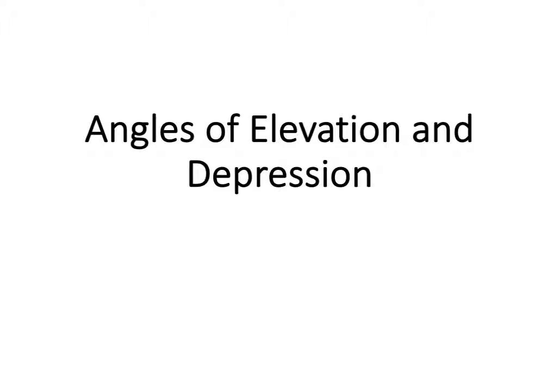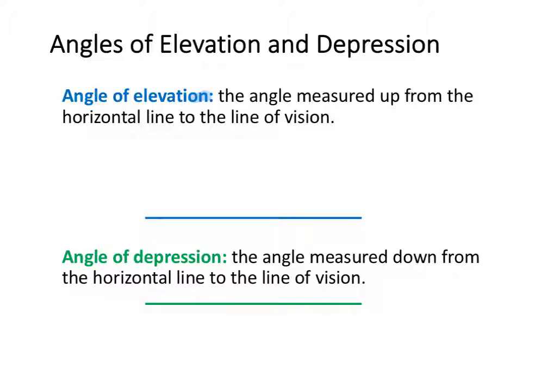In this video, we're going to have a look at calculations involving the angles of elevation and depression. Now, the angle of elevation is the angle measured up from the horizontal line to the line of vision. So it is starting at the horizontal line down at your line of sight, and it is you looking upwards. And the angle of elevation is this angle that is formed between your line of sight and your horizontal line.